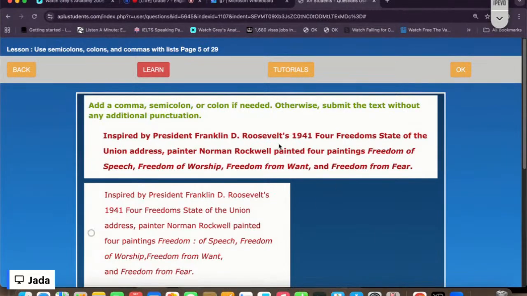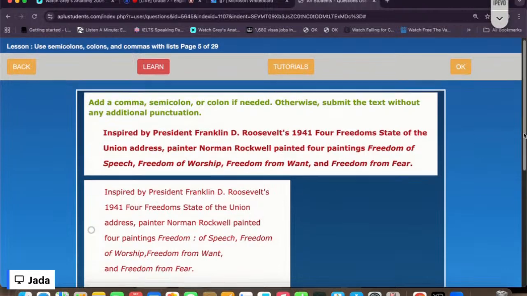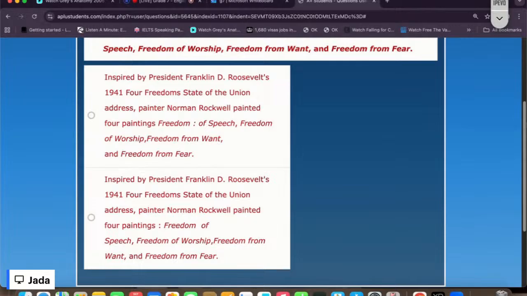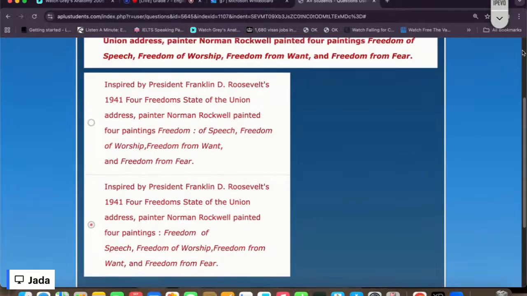Inspired by President Franklin D. Roosevelt's 1941 Four Freedoms State of the Union address, Norman Rockwell painted freedom of speech, freedom of worship, freedom from want, and freedom from fear. First or second? So we have the second.